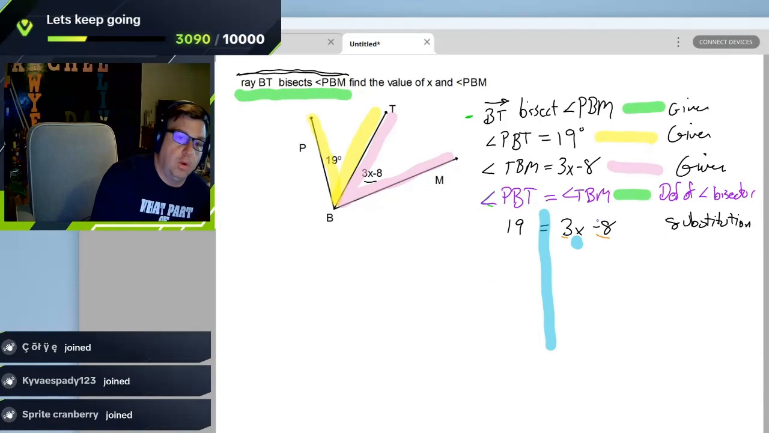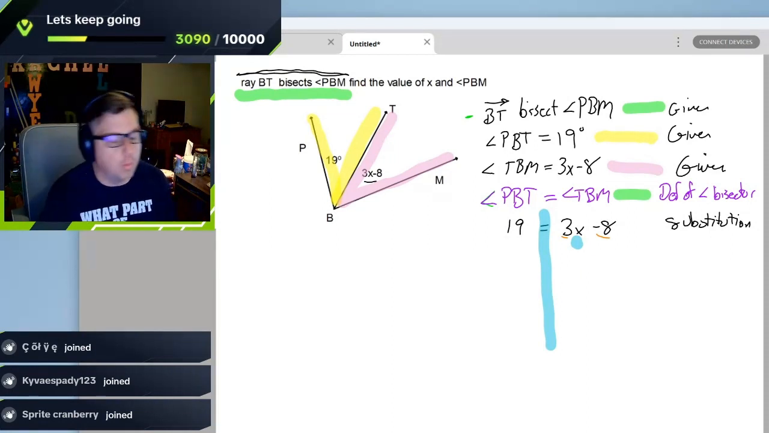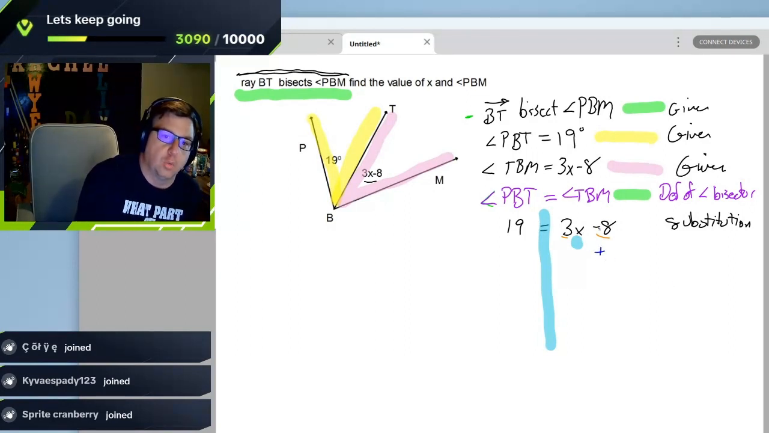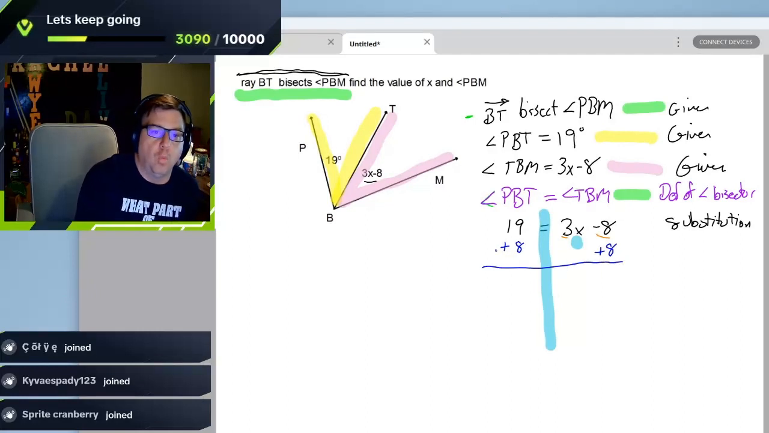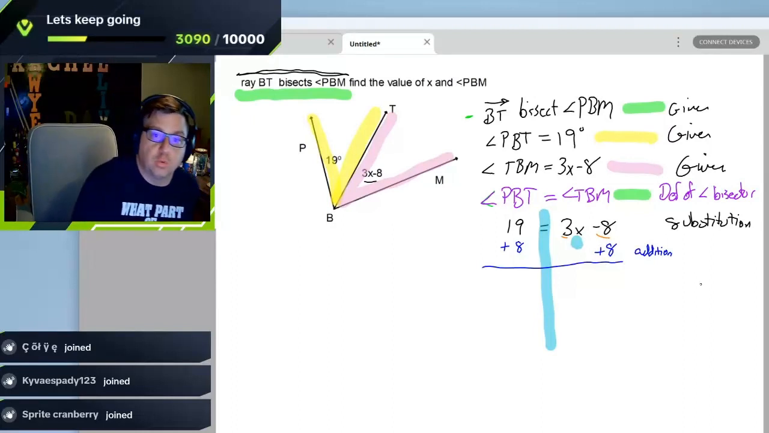So in order to get rid of a minus 8, we need to do the inverse operation or the opposite. So people will say, well, what's the opposite of subtraction? But it's really the inverse. What is the inverse of subtraction? It's addition. So we're going to add 8 to both sides, okay? When we add and we add, we're doing addition. And because we did it on both sides equally, that's what we call a property of equality.